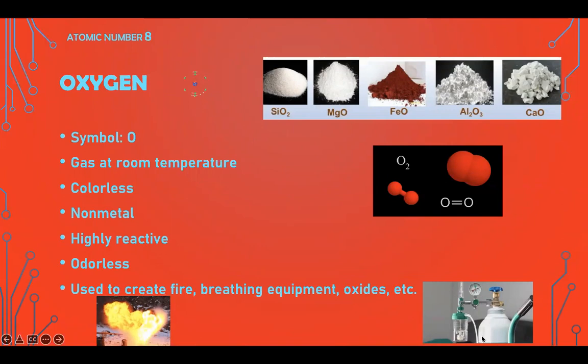Have you guys wondered why our blood is red? Well, it's basically due to oxygen. If you look over here in the PPT, FeO, that means iron oxide, is red in color. And iron oxide is what gives our blood a red color, as well as Mars, its red soil. Oxygen is used to create fire, and it is used in many important oxides.